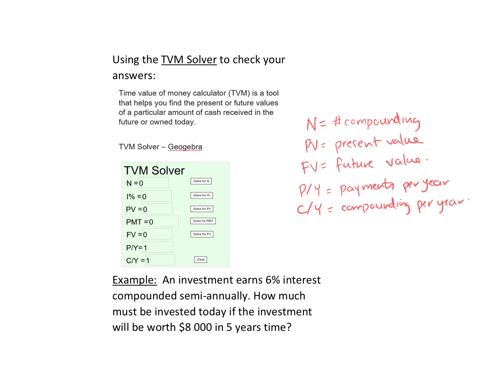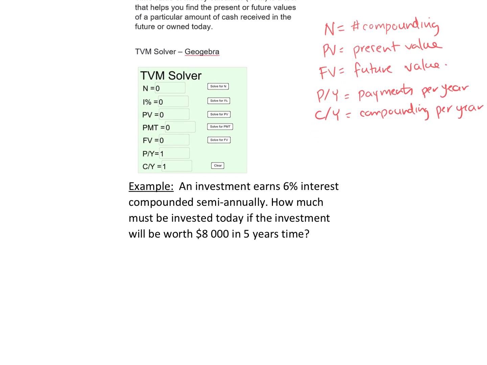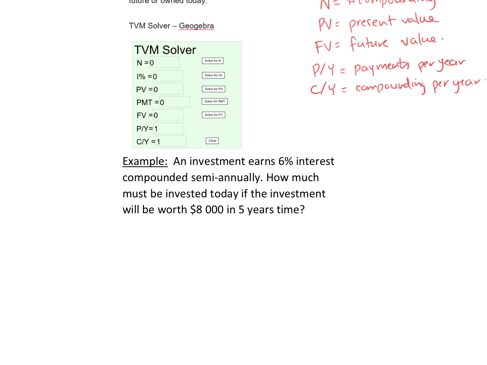Okay, so let's use one of the examples that we just did. So this is the first example. If I was putting it in the TVM solver, my N would be total number of compounding periods. So remember, it's semi-annually for 5 years. So that's going to be 10. My interest rate would be just the 6%. So you don't have to do anything to that. It will do it for you.